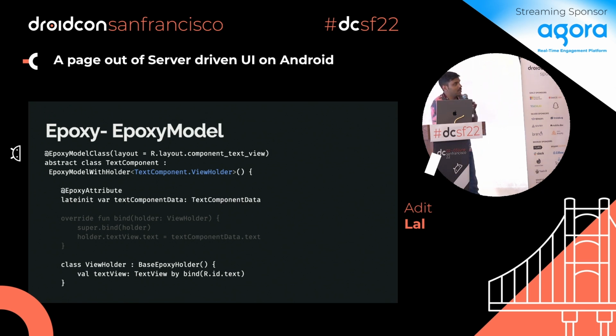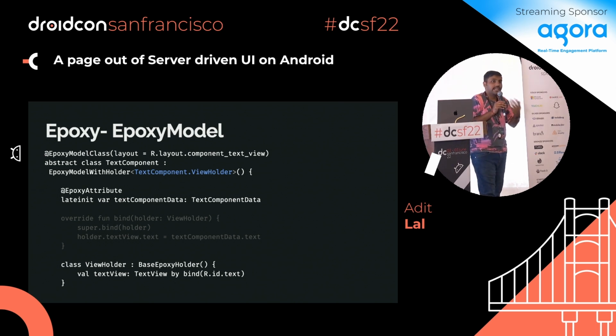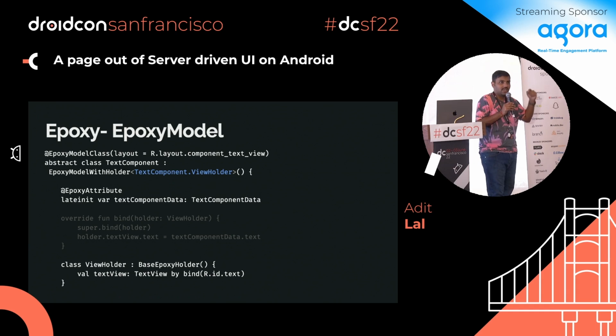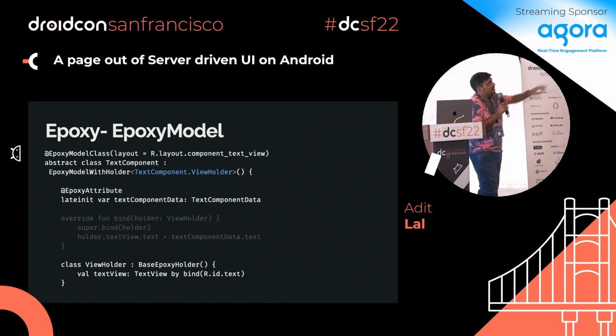But the simple concept is, if you have, let's say, the data, how do you pass that data? So it's a unidirectional flow. As I mentioned before, you are taking an item or a JSON, converting it into an epoxy model, taking it next to the layout resource. So this epoxy attribute is one of those things where you pass your text component data. Remember the data class we just saw? That data is passed in as an epoxy attribute.